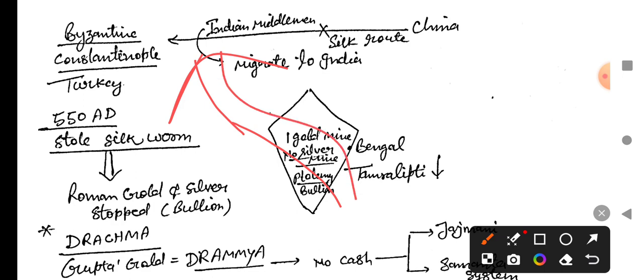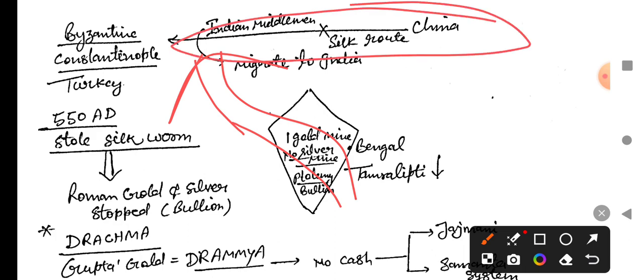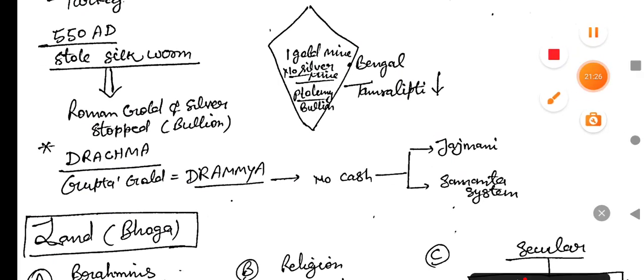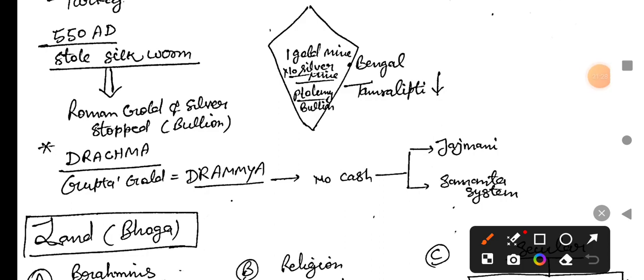During that time, Hunas destroyed Uttar Path, and this Silk route was also destroyed by Hunas, okay. And the Silk route was destroyed between the trade route of China and Byzantine and Constantinople, located in present day Turkey, okay. And Indian middlemen also lost their job here, okay.